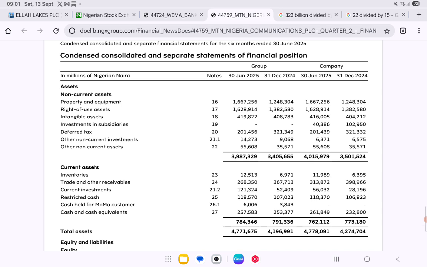And then what do you have again? Cash held for Momo customers. Momo is the payment service bank for MTN. So cash is up. I mean, that's a good thing. If you have more cash being held, that's either more users on your Momo platform, or more money by the same band of users as well. Then cash and equivalents, what do you have? 257 billion naira in cash.